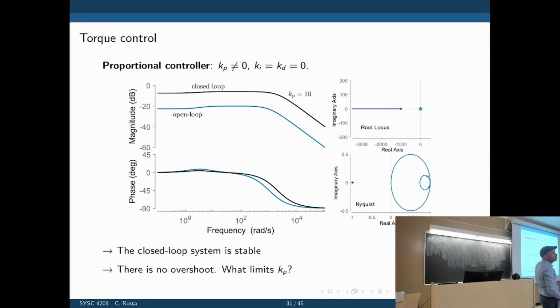Look at the root locus over there. Is that good news or bad news? It's good news because the system is always underdamped and can never go unstable. So the addition of a proportional controller for torque control will never make the system unstable as it stands. So we know that a proportional controller would be a good choice. The second plot there is the Nyquist plot. We don't think we covered that, so you don't need to worry about it.